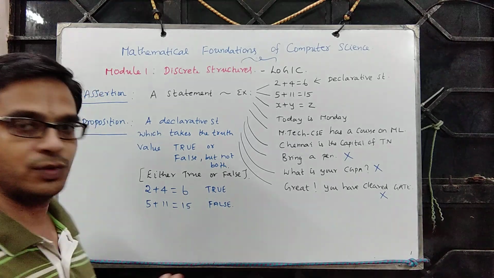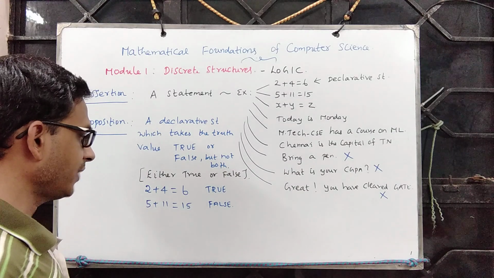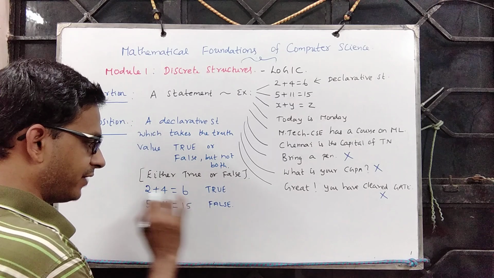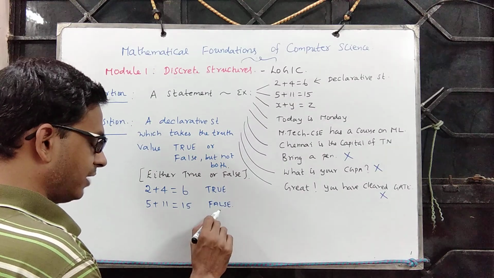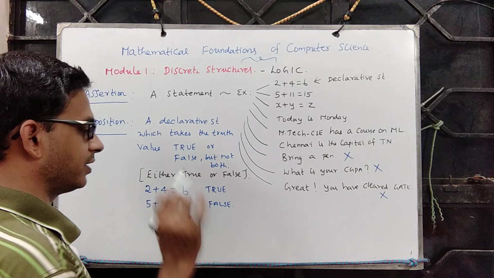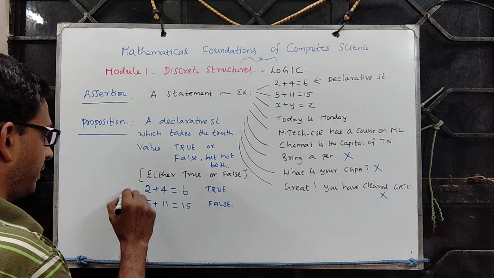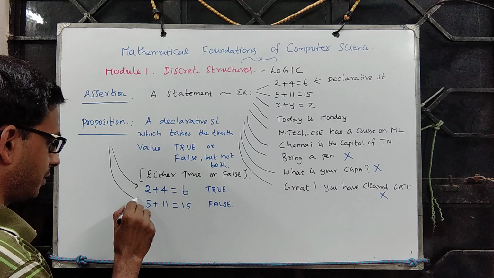If it is true always, or if it is false always. If a statement takes only true, it will never take false. And if a statement takes false, it will never take the truth value true. Therefore, this is a proposition. This is also a proposition.